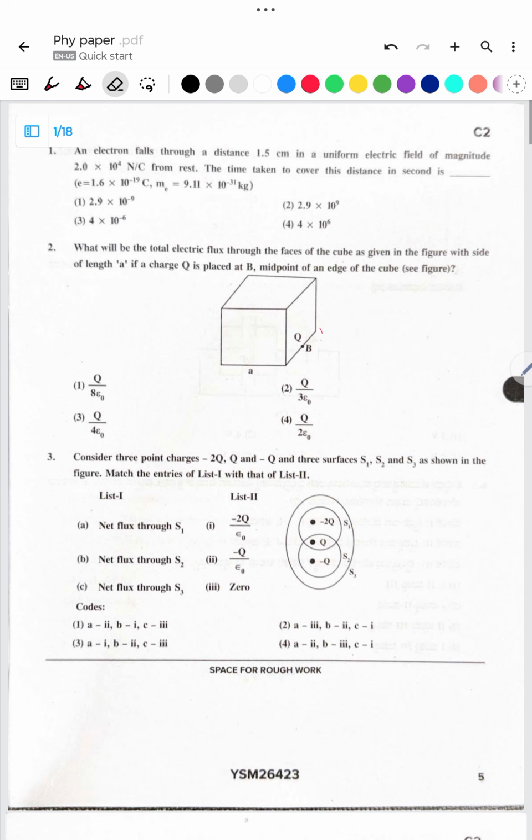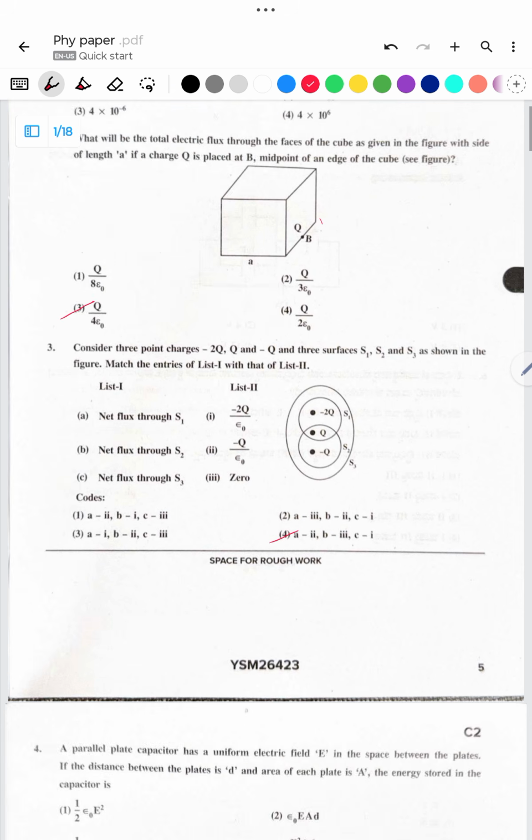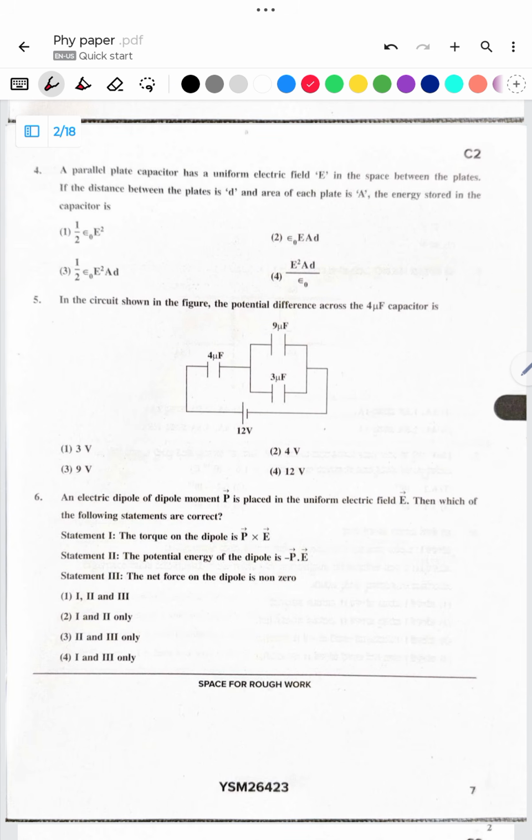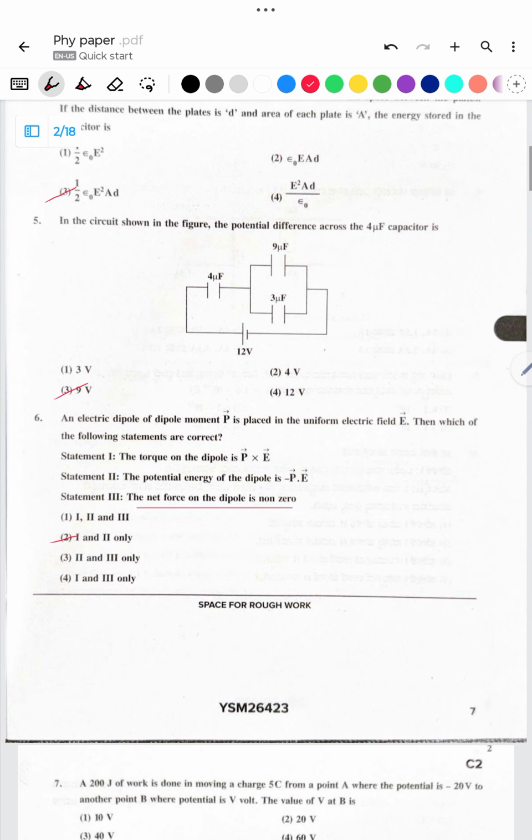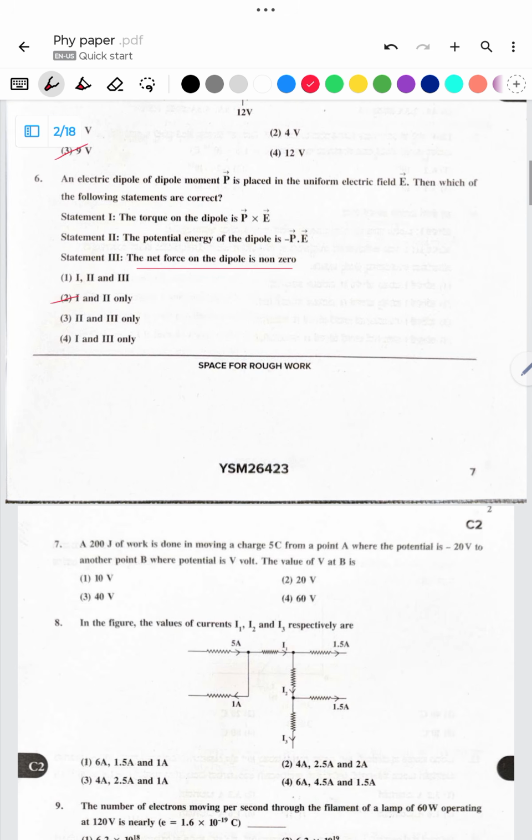For the first question, option is 1, and for the second question, option is 3, and for the third one, option is 4, for the fourth one, option is 3, for the fifth one, the option is 9 volts, and for the sixth one, option is 2. Why? Because the net force acting on the dipole is 0. We will solve all of them in a complete detailed solution video which will be uploaded soon. If anyone requires it, please comment down below.